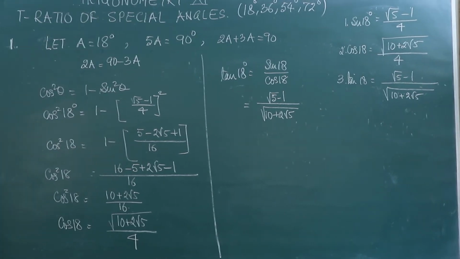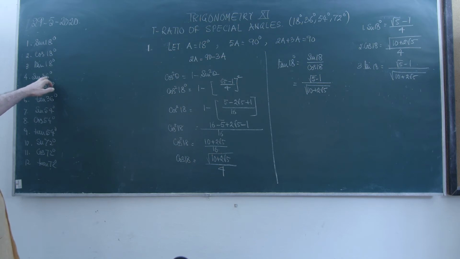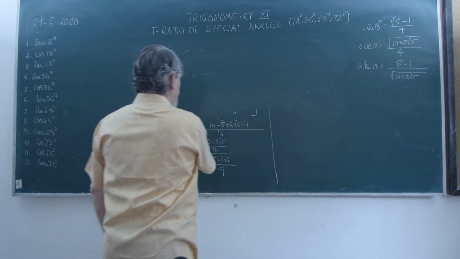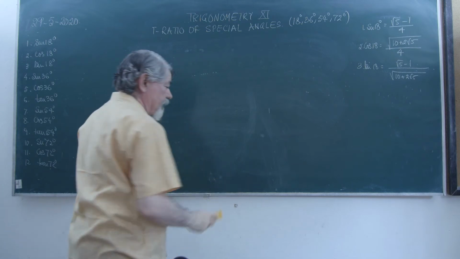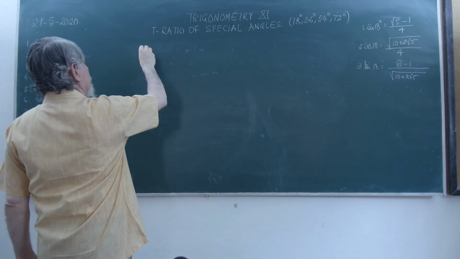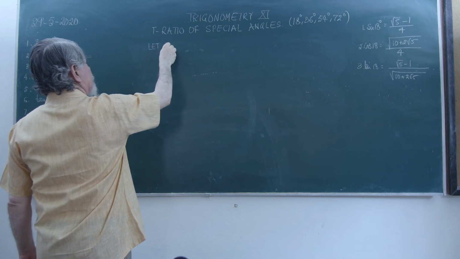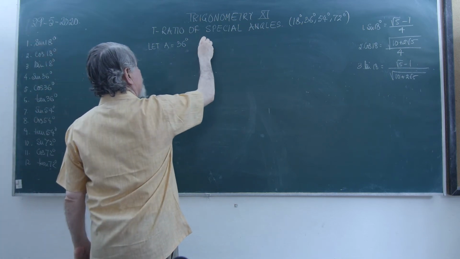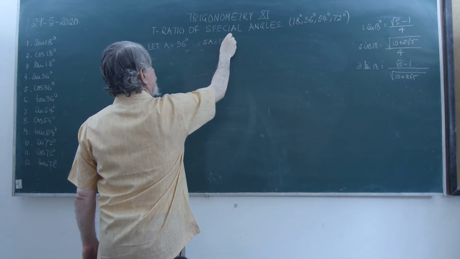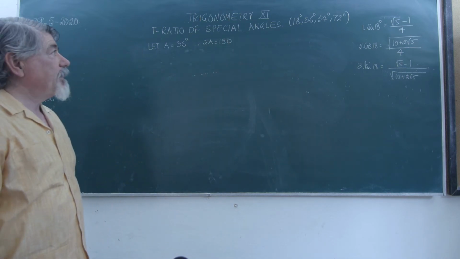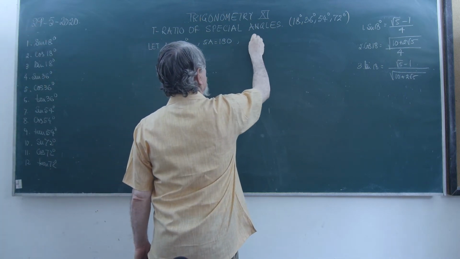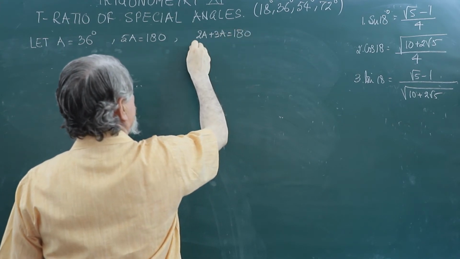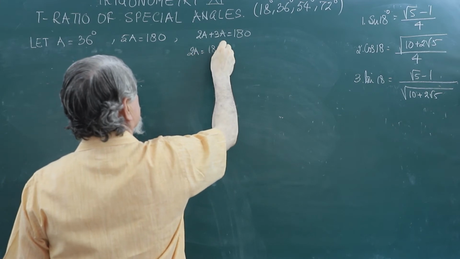Now let us look into the T ratios of 36. Again we are going to assume A to be 36. Here instead of 18 it is given 36. So 5A will be 180. If you multiply 5 into 36 you will get 180. 5A can again be written as 2A plus 3A is equal to 180, or I can write 2A as 180 minus 3A.